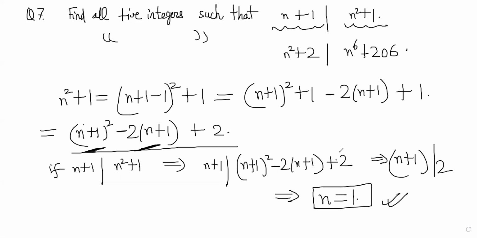n+1 should divide 2 because it is already clearly dividing these two. So in order for the whole thing to be divisible by n+1, you have to have 2 divisible by n+1. So n must be 1.